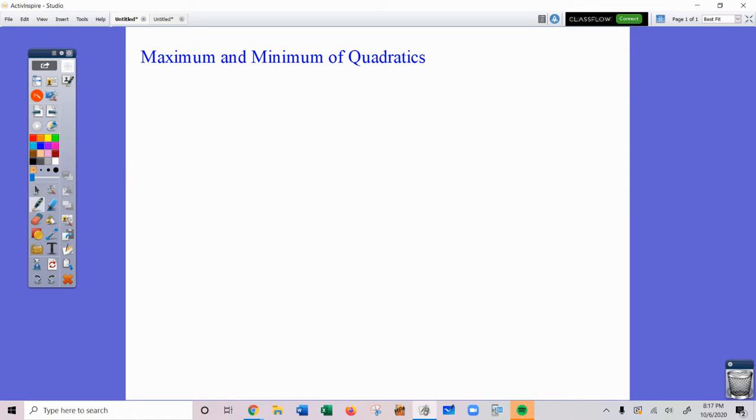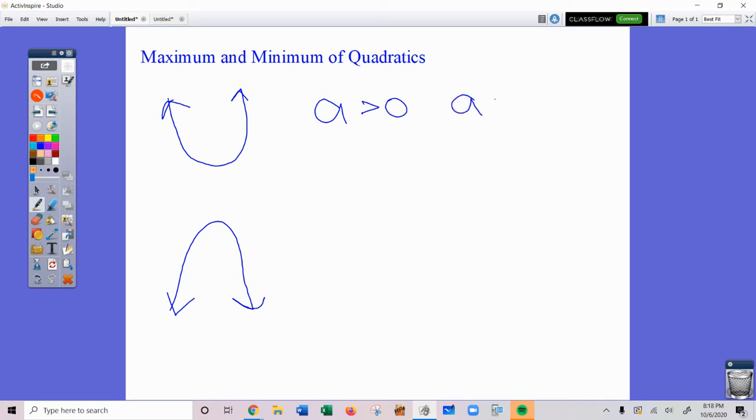We either noticed that we got a U-shaped graph that opened upwards in this direction, or that opened downwards in this direction. If we are getting a U-shaped graph that opens upwards, that means that our a value is going to be greater than 0. If we think about numbers that are greater than 0, 1, 2, 3.5, 7, those are all positive numbers. So this tells us that a is a positive number.